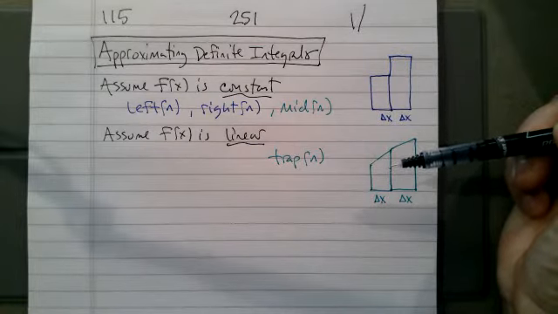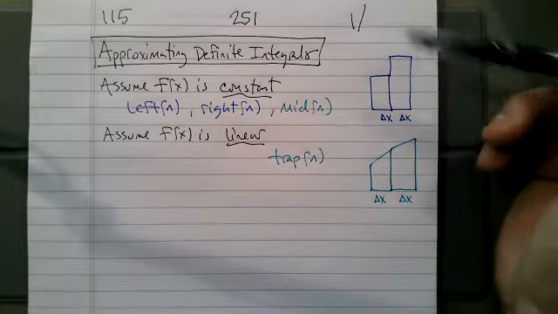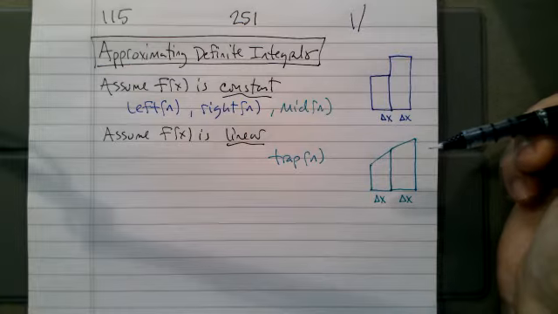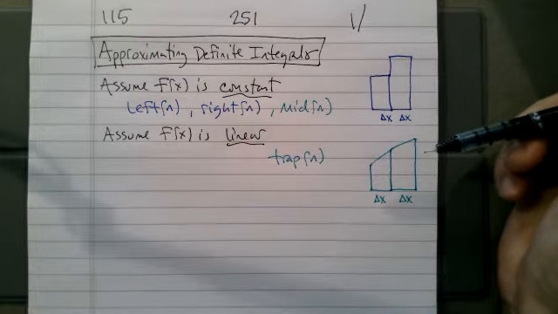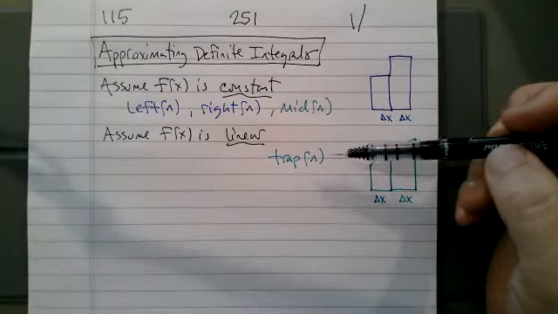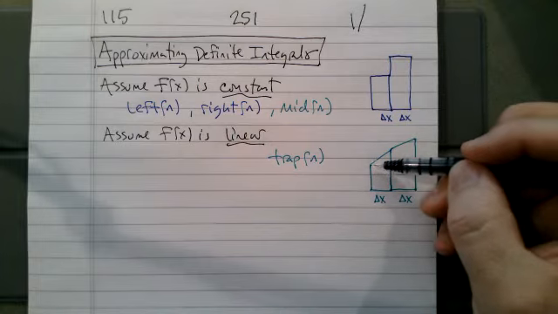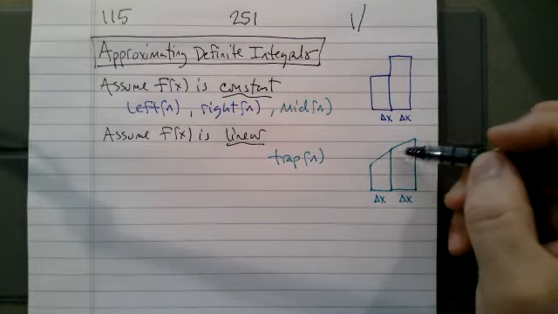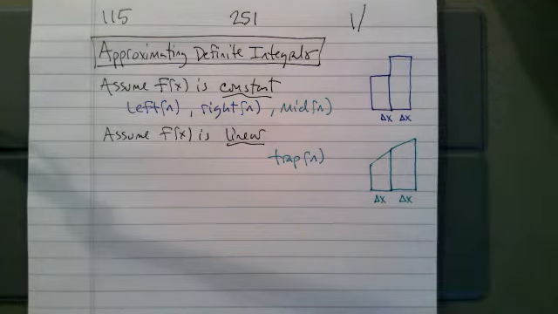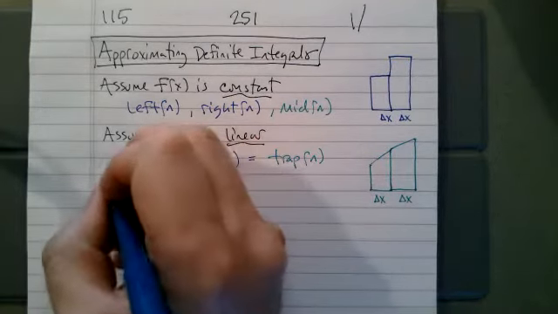Left and right end up on either side of the actual value if the function is always increasing or always decreasing. And so it makes sense to try to average those. What we found is that averaging the left and right will give us the trapezoidal rule. And under that assumption, we're assuming that the function is linear on each subinterval. So the trapezoidal rule is the average of the left and the right.